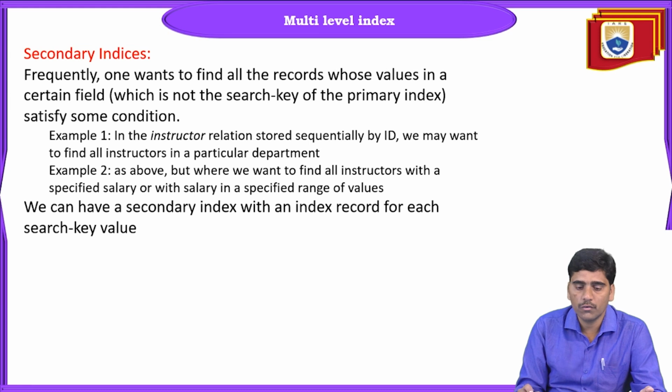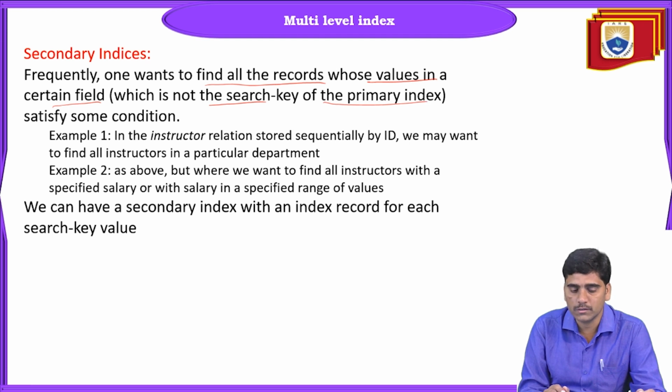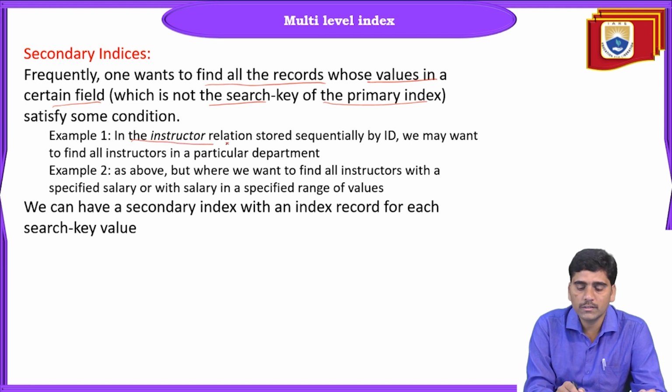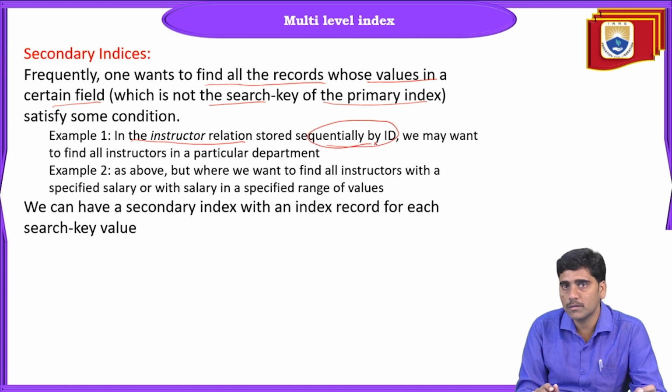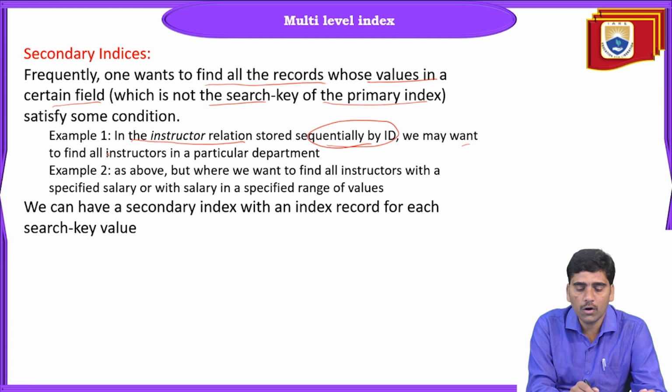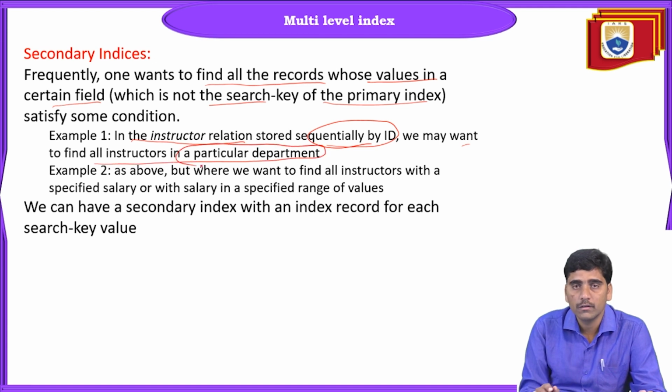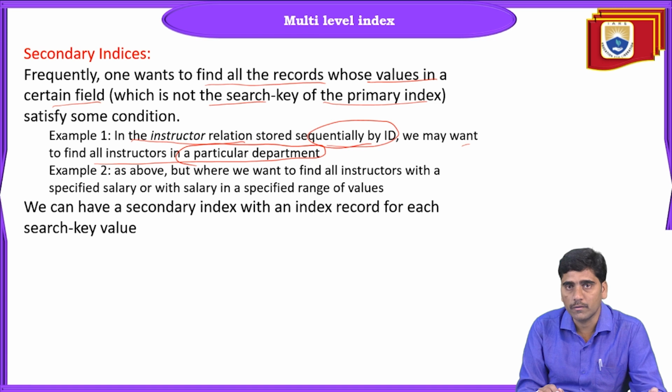Frequently one wants to find all the records whose value in a certain field is not the search key of the primary index, to satisfy some condition. Take an example. Example 1: in the instructor relation, stored sequentially by ID, we may want to find all instructors in a particular department of the file.